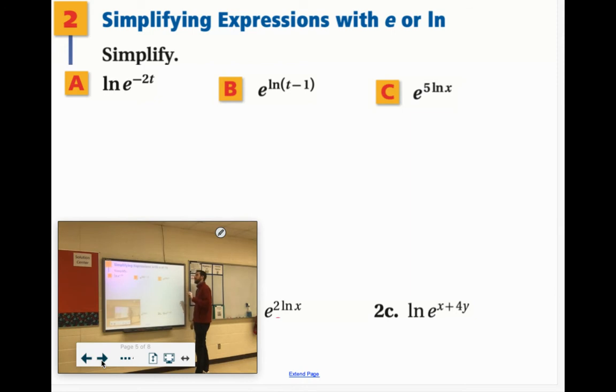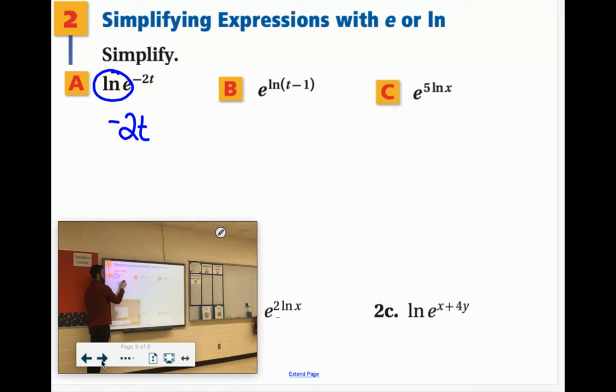So simplify the natural logarithm of e to the negative 2t. So again, these are inverse operations. It's like plus 5 minus 5. These cancel each other out. So it just becomes negative 2t. That's it.